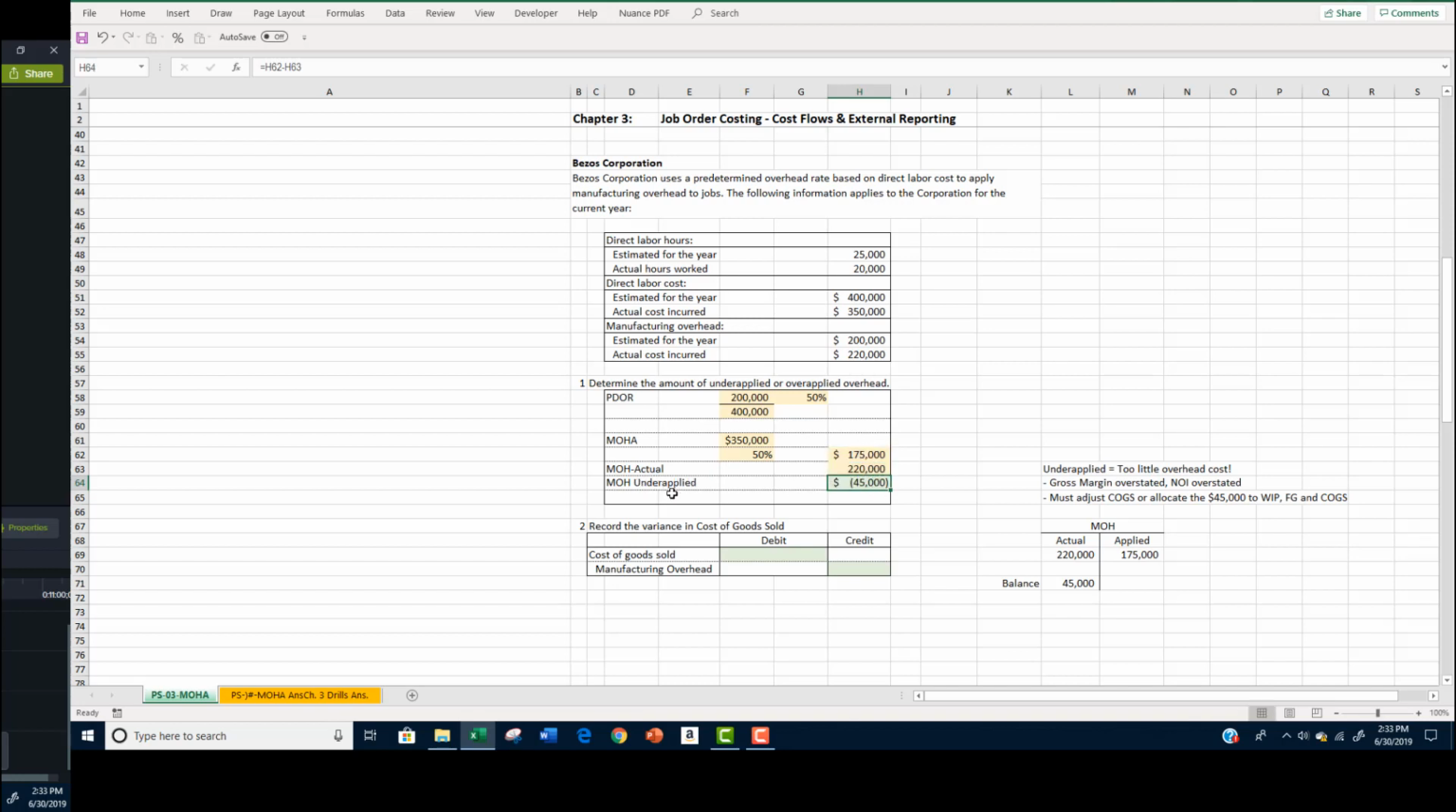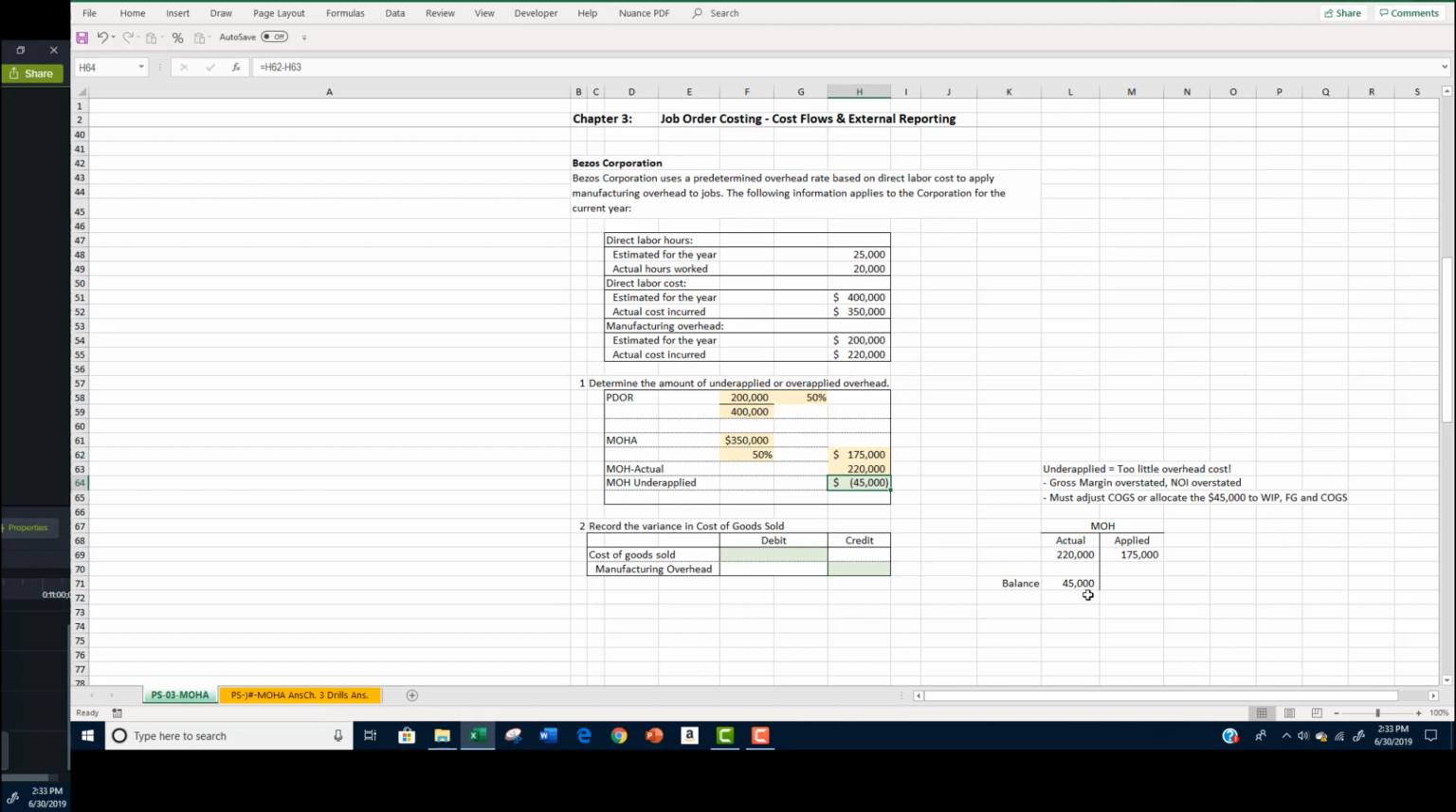In the T account to the right, you'll see that. On the debit side, we have an actual amount of 220. On the credit side, we have an applied amount of 175. So we have a debit balance of 45,000. That's our unadjusted balance because we're going to make an entry here. We need to zero out that account.